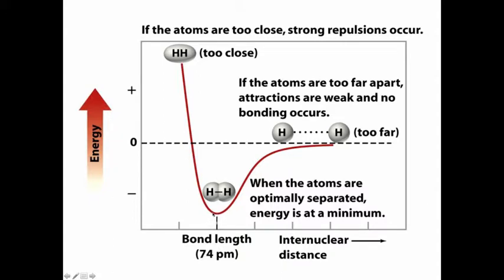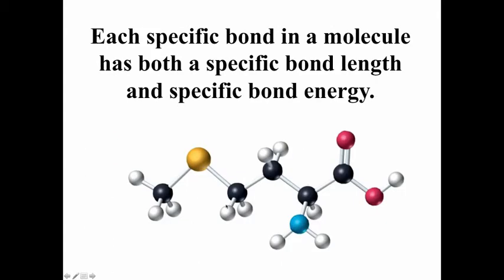In this case, for hydrogen, it's 74 picometers. And then if you were to try to push the atoms even closer together, then what happens is the nucleus in this atom and the nucleus in the nearby atom are getting too close together, and the positive nuclei repel each other, and the energy goes back up. So too close, too much energy; too far away, more energy. Just right, the bond length distance, is the minimum energy, and again for hydrogen the minimum energy is at the bond length of 74 picometers. For different atoms bonded together, it'll be a different value. So each specific bond in a molecule has a specific bond length and a specific bond energy.